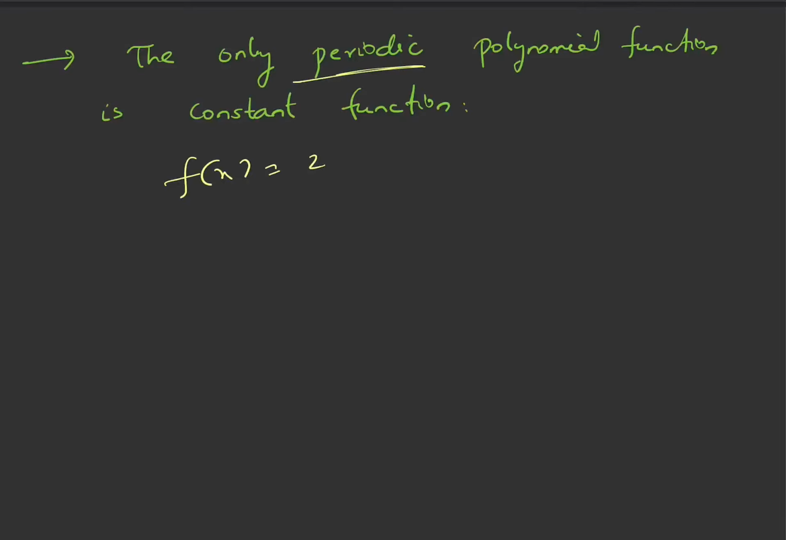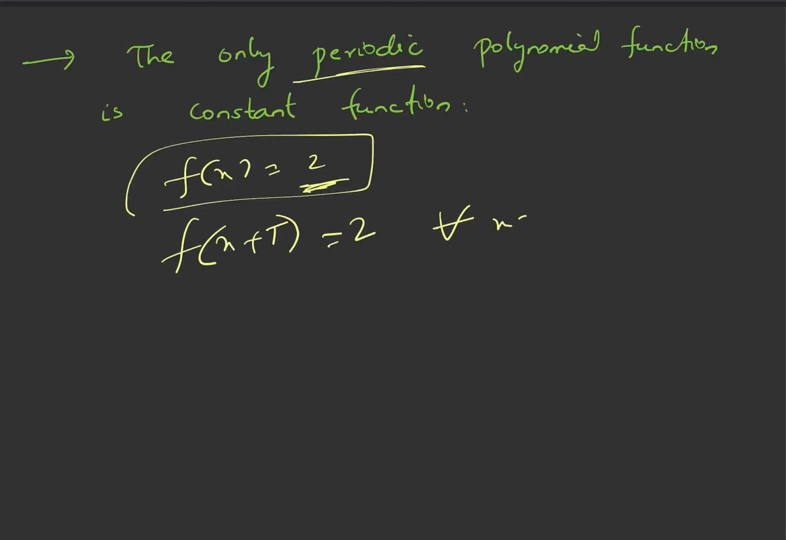So for example, if I take f of x is equal to 2, this is my polynomial, right? This is a polynomial of degree 0. So definitely it is periodic, right? You can tell that it is 2 for any value of x. So f of x plus t is 2 for all x belongs to R. You can tell it, right? So a constant function is definitely a periodic function, but we are trying to prove that every polynomial function which is periodic has to be constant. There can't be any other polynomial function which is periodic, right? So let us try to prove this statement.